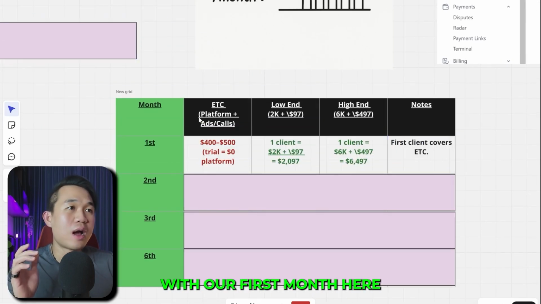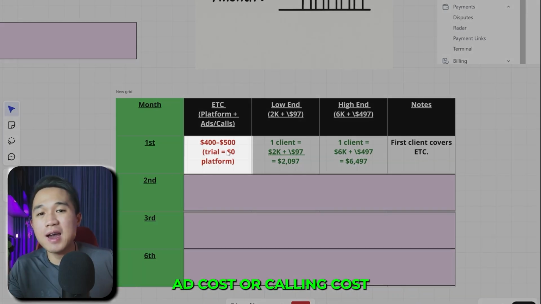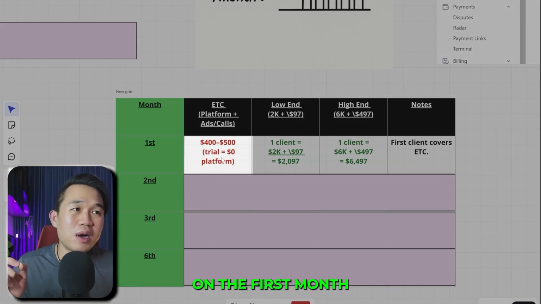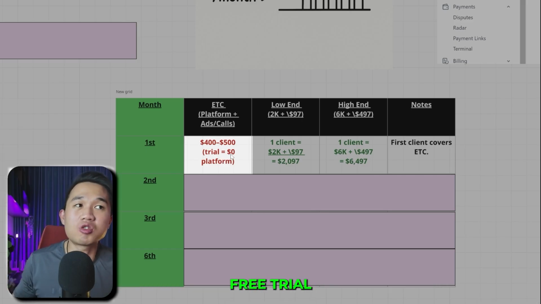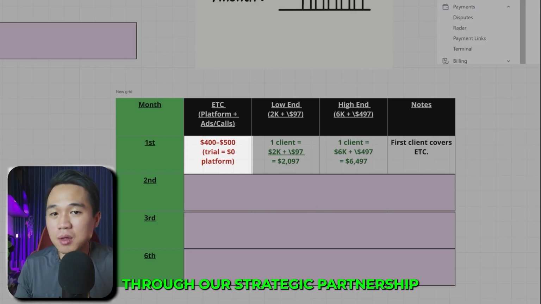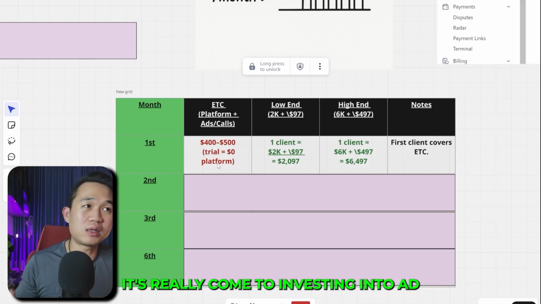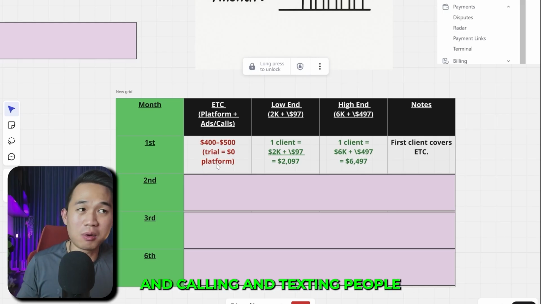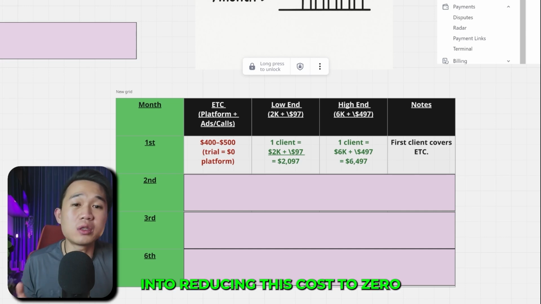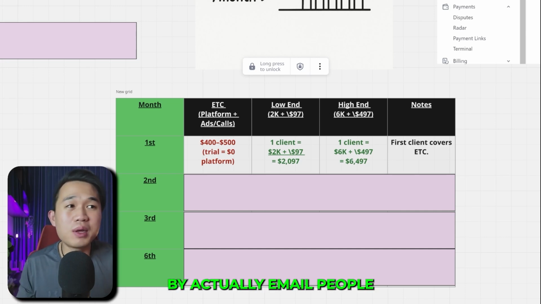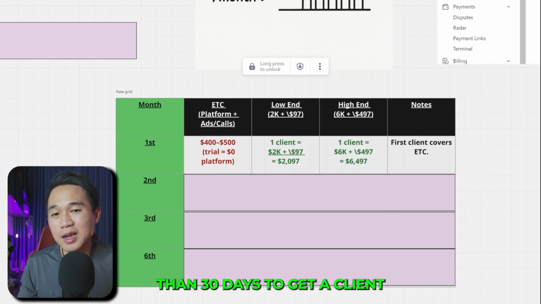We're going to start off with our first month here. When it comes to cost, we're talking about platform costs, ad costs, and calling costs. In the first month, you're going to pay $0 to this platform because they give us a 30-day free trial through our strategic partnership with them, which extends to you guys. The $400 to $500 really comes from investing into ads and calling and texting people to get clients into your door. You can go a step further and reduce this cost to $0 by emailing people and using your personal phone, but we don't recommend that because it will take you longer than 30 days to get a client.